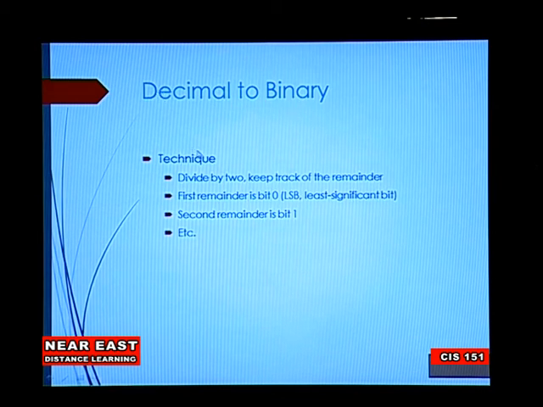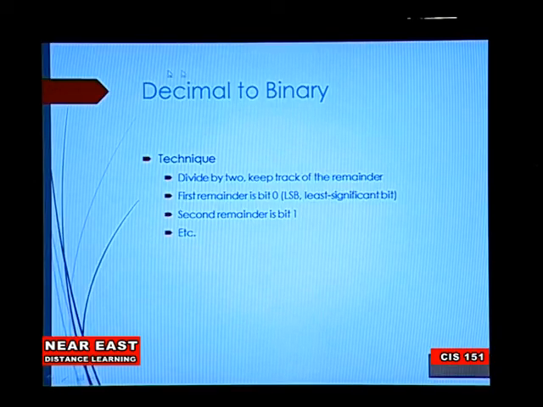Decimal to binary, the technique: we divide by 2, because we are converting from decimal to binary, and keep track of the remainder. We have to keep the remainder on the side. The first remainder is the bit of 0, the least significant bit. The second remainder is the bit 1, etc.